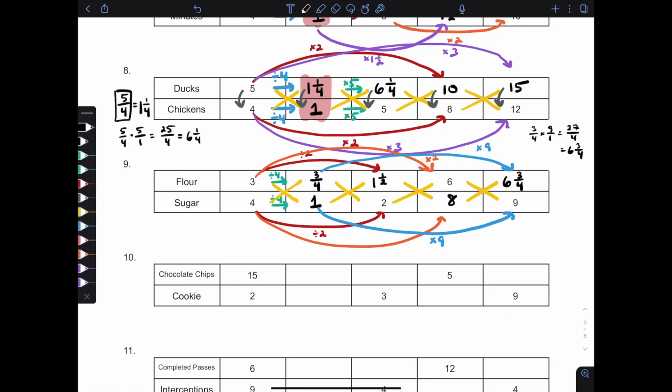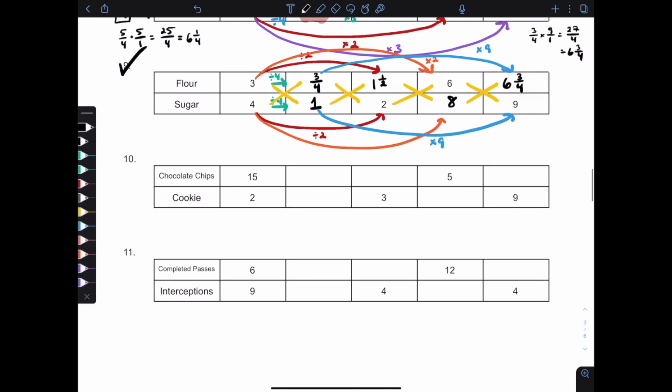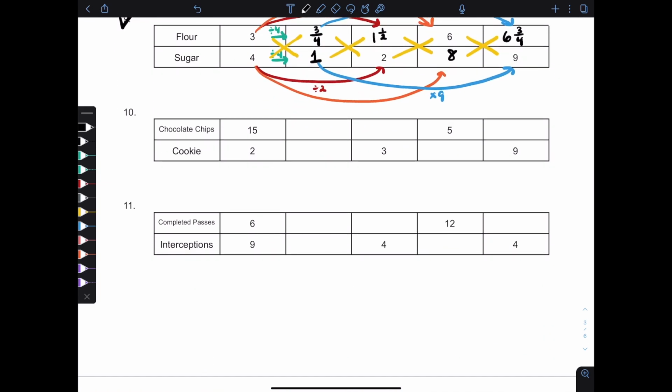Okay, so we finished 8, we finished 9. Just a couple more to go. Let's take a look at these chocolate chips and cookies. So we know how many chocolate chips there are for 2 cookies. Let's figure out what it is for 1 cookie, since this column right here, like in the last one, is their unit rate. So how do we get from 2 cookies to 1 cookie? Well, that's just half. That's half as many, divided by 2. 15 divided by 2, that will be 7.5. I don't know, I feel like doing decimals now. Let's do decimals.